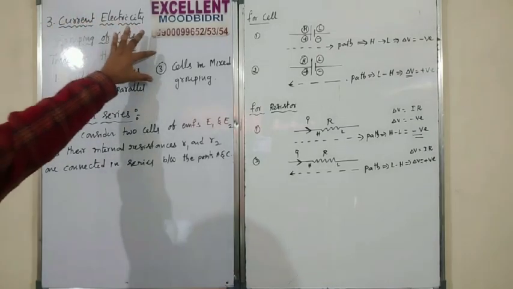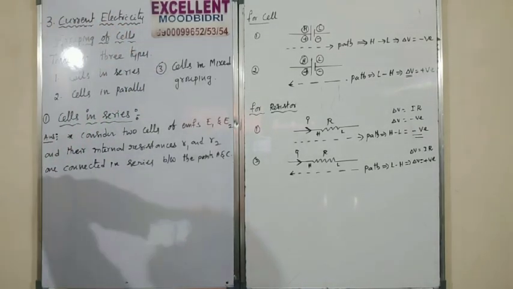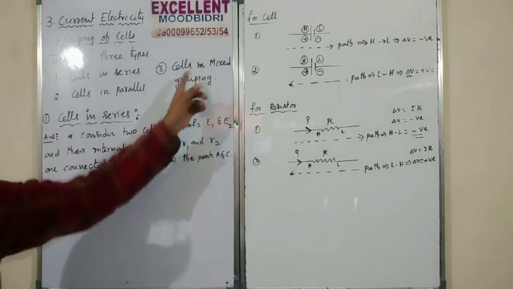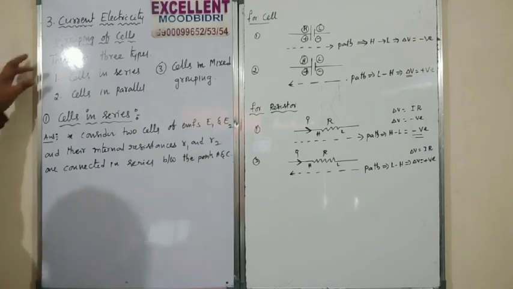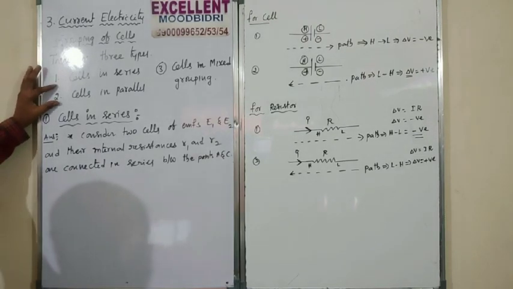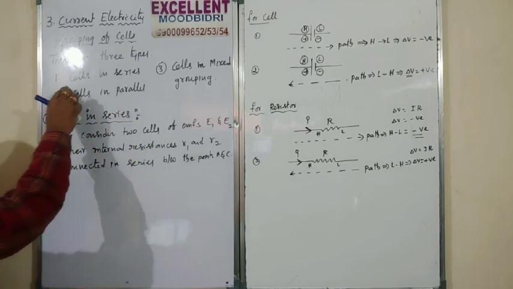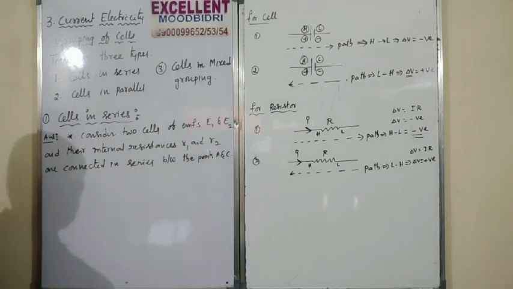This is for entrance exams, the most competitive exams like CET, JEE Mains and NEET. Very important concept: cells in mixed grouping. But for PU purpose, cells in series combination and cells in parallel combination. Are you clear? Okay.